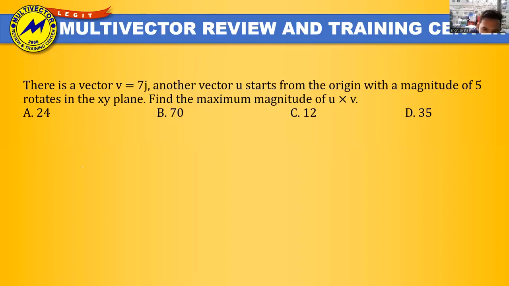Okay, for a certain vector, v is equals to 7j. Sabi niya, another vector u starts from the origin with the magnitude. So magnitude daw ng vector u natin is 5. Find the maximum magnitude of the vector u cross v. In terms of the cross product of two vectors, it is just equals to the magnitude of u, the first vector, multiplied by the magnitude of v, sine theta.